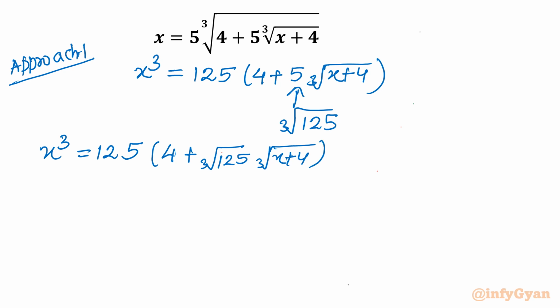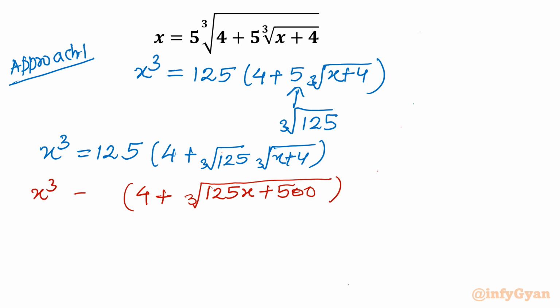Now the exponent is the same, 1 by 3, cube root, so I can write this one as 125 times x, so 125x, and 125 times 4, so 500, and this is the cube root. Now the rest is as it is. x cube is equal to 125. Now I will use substitution.